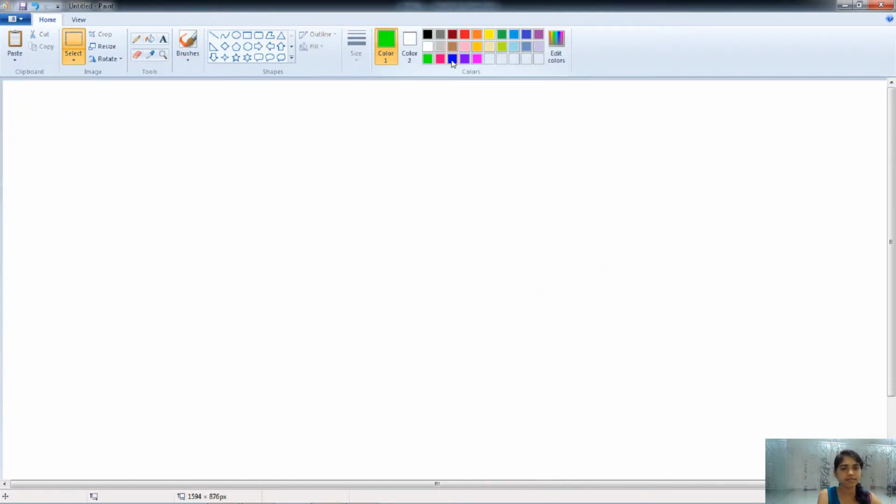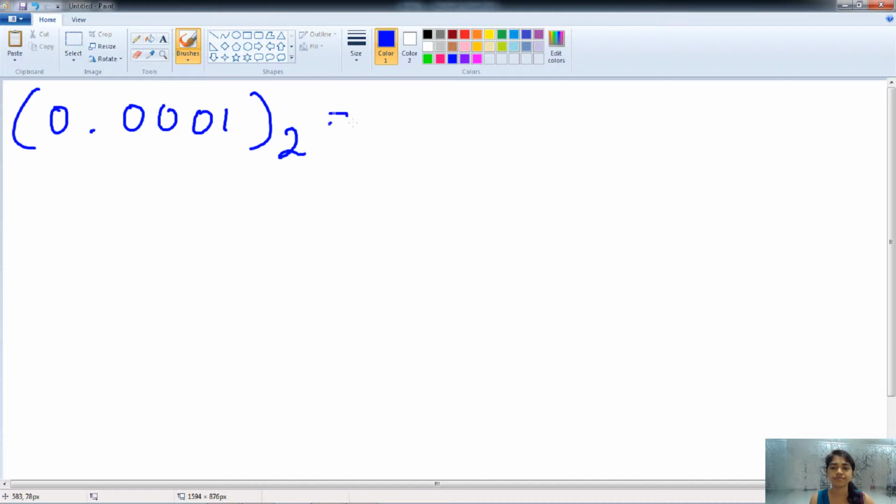Now our next example. So some space. Our next example is a binary number, that is 0.0001, and we will convert it into a decimal number. Here we are not concerned with this whole number part, as it is already 0 and it is going to be 0 even in binary. So we are concerned with this fraction part.